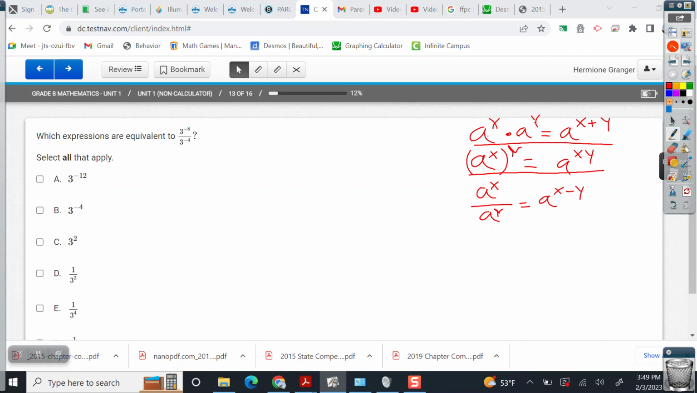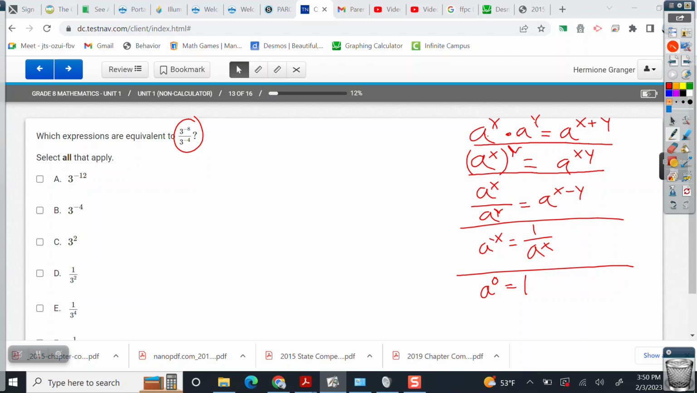That one might be helpful for this problem because I can see right here I have a fraction. Also, and this is going to be helpful, I see some negative exponents. I know that a to the negative x is going to be equal to 1 over a to the positive x. All right, and then one more that I should throw in there, a to the 0, or anything to the 0 power, is 1. So these are rules that we have to know to be able to do this problem.